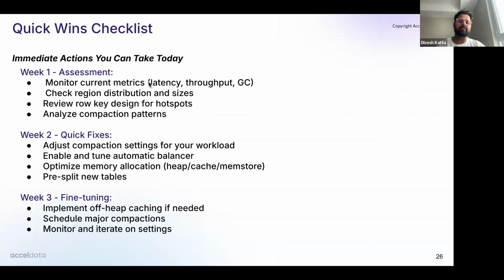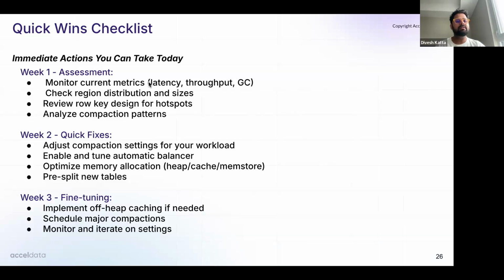Week 3 is more advanced optimization. Once you have seen the impact of initial changes, off-heap caching requires more memory allocation but can provide significant benefit. Scheduled major compaction requires operational process changes but improves predictability.